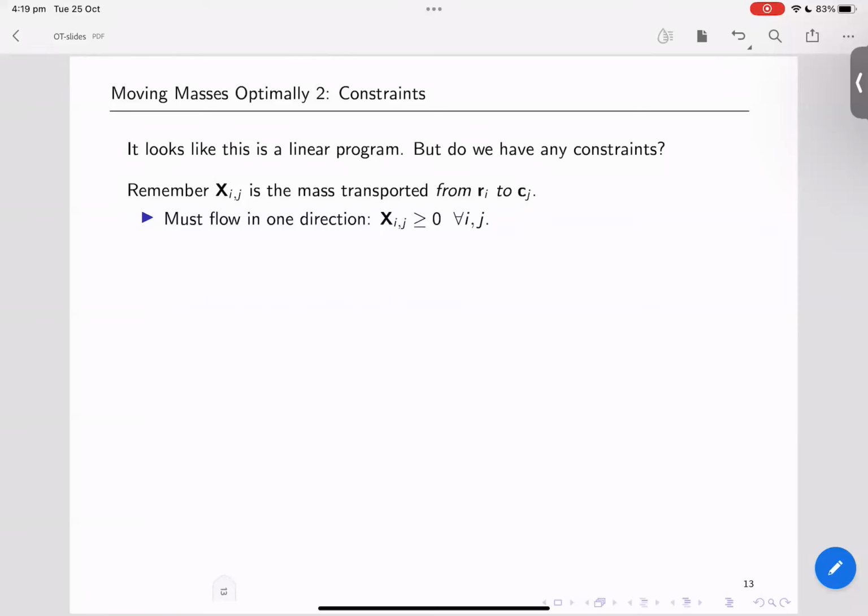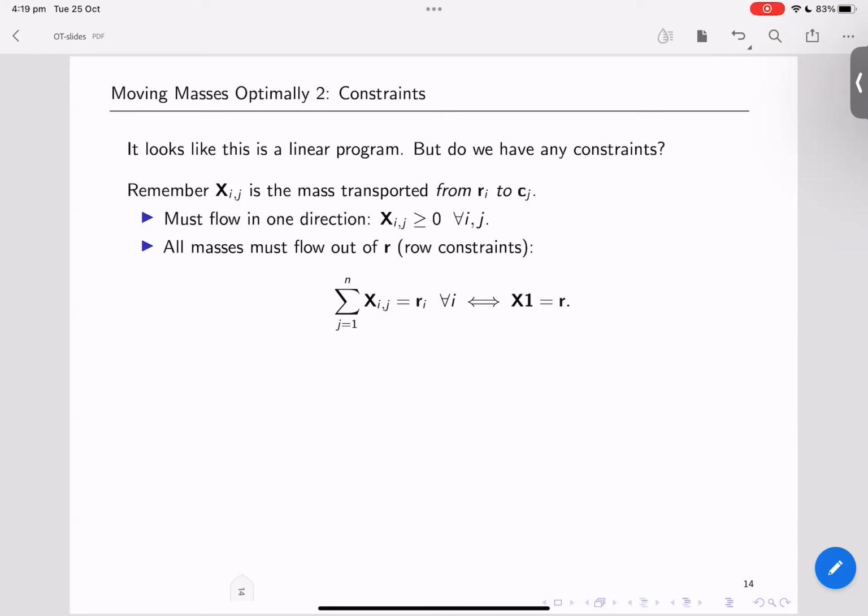It should be Ri, right? Yeah, that's correct. So the second constraint, you can think of that as a conservation of mass, right? So what it means here is all masses that flow out of the bin i of R must be equal to Ri. So this is how we formalize it.